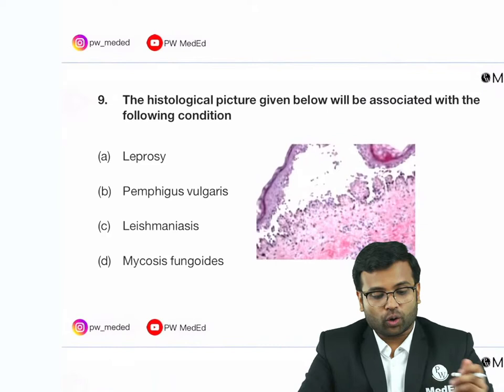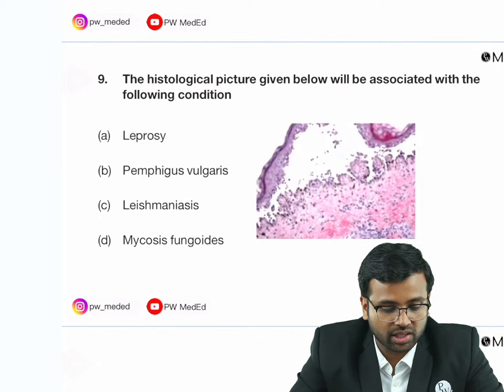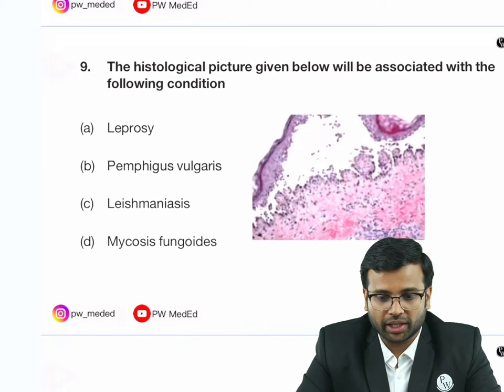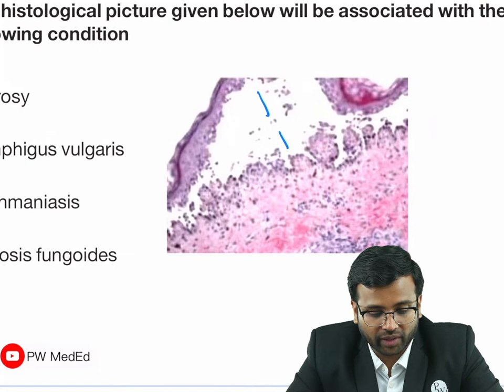Now let's see this next question. The histological picture that is given below will be associated with the following condition: leprosy, pemphigus vulgaris, leishmaniasis, mycosis fungoides. So what is the right answer here? So let us zoom this image just to see what is happening in this histopathological slide. So in this histopathological slide, you can see that there is a split. Can you see that there is a split here?